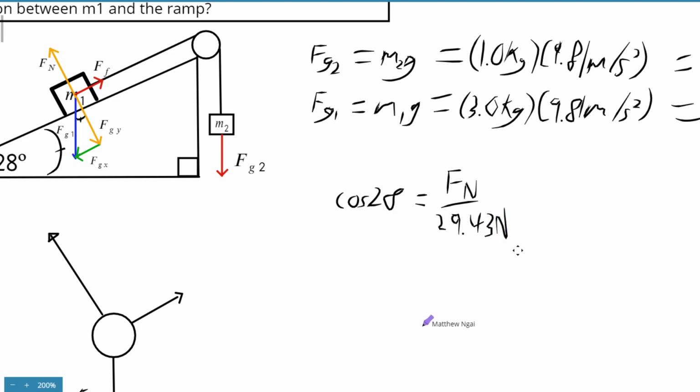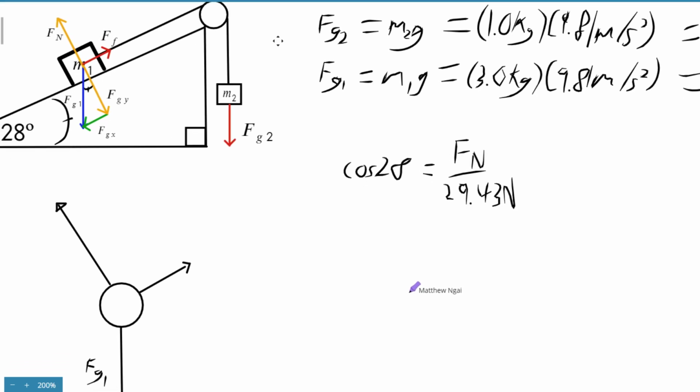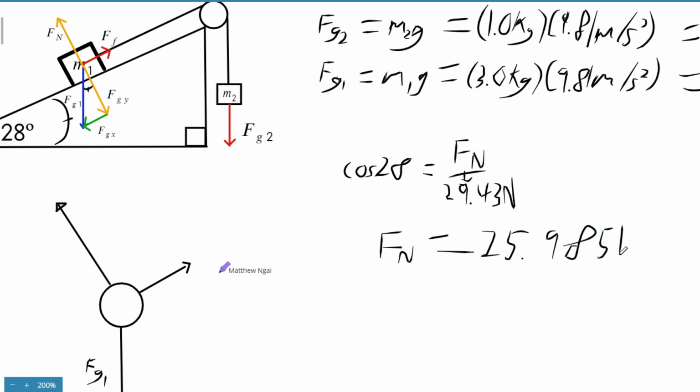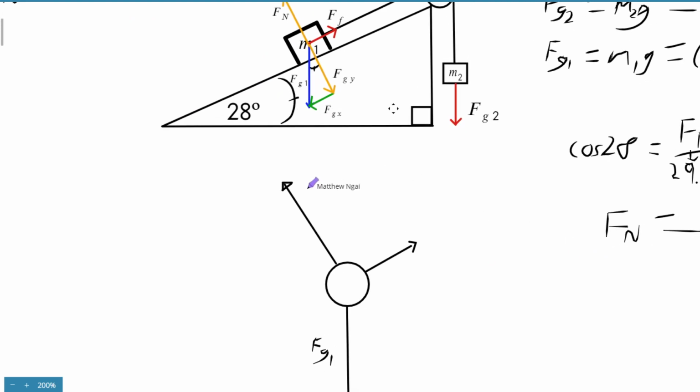And then just multiply the 29.43 over, then we have Fn equals, put that in your calculator, cosine of 28 times 29.43. And the 29.43 is 2 sig figs. So then we get 25.9851 to 2 sig figs newtons. This is important. That'll help us find our final answer.